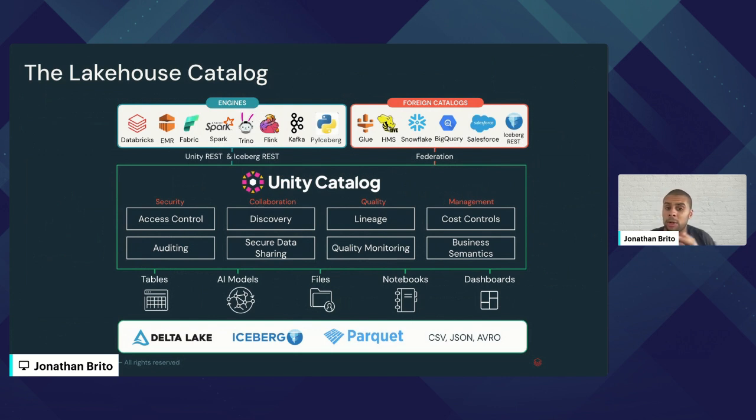We also have the ability to federate to some traditional OLAP warehouses through query federation. So BigQuery is included in that, as well as other warehouses you may be using. And then also coming soon would be the ability to federate to Salesforce's Data Cloud too.